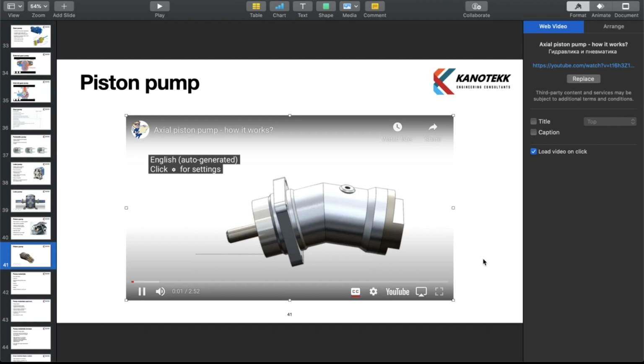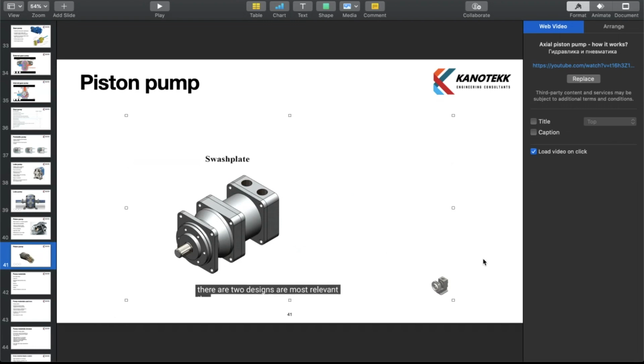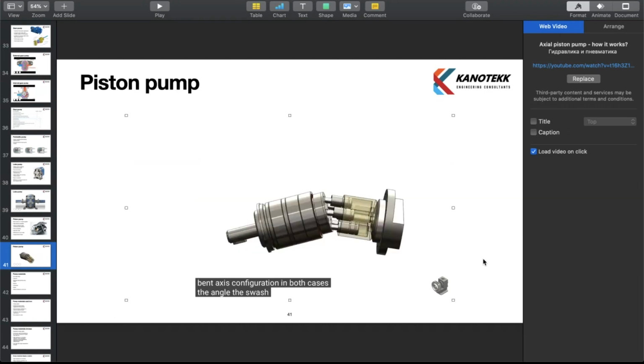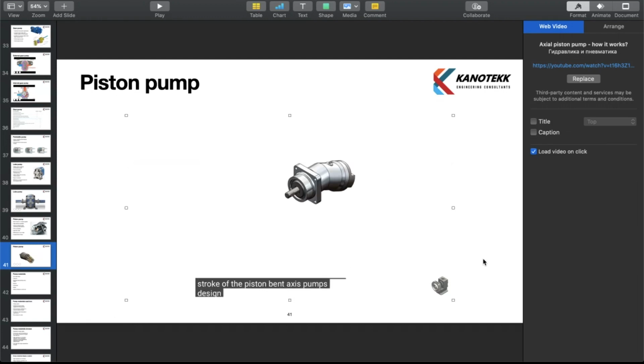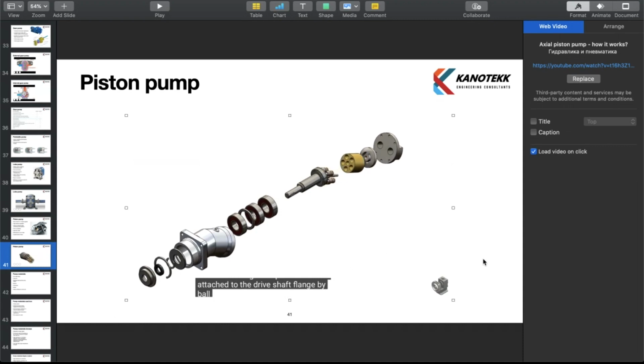An axial piston pump is a pump that has a number of pistons in a circular array within a cylinder block. There are two designs most relevant, the swashplate configuration and the bent axis configuration. In both cases, the angle of the swashplate or the bent axis mechanism determines the effective stroke of the piston. Bent axis pump design: in a bent axis piston pump, the cylinder block turns with the shaft but at an offset angle. The piston rods are attached to the drive shaft flange by ball joints.